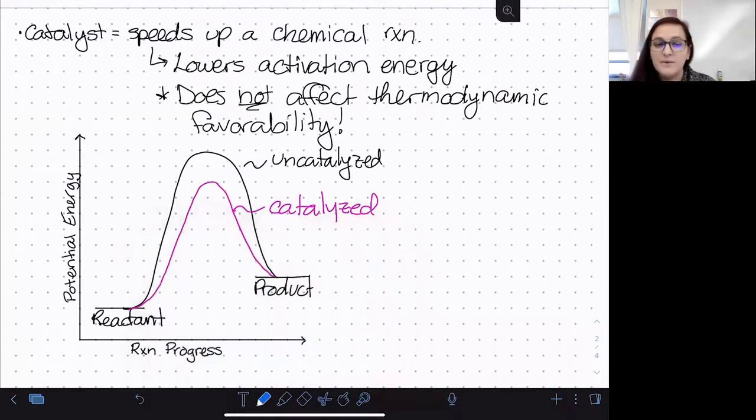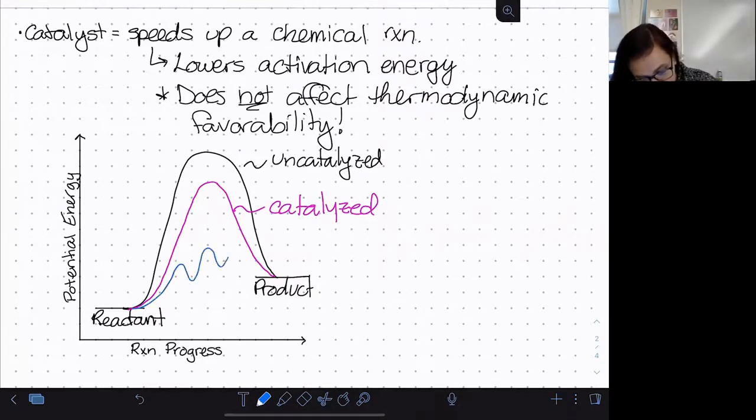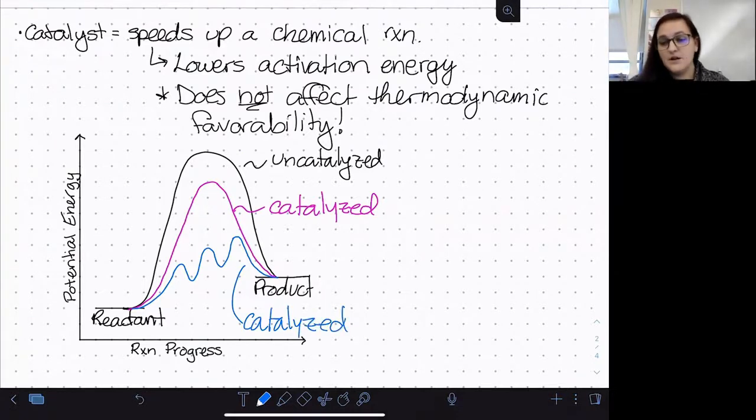Oftentimes, what happens is that your catalyst breaks down the reaction into a series of simpler steps, each of which has a lower activation energy. So rather than one really complicated step that you need a lot of energy to complete, you might end up with a multiple step reaction, each of which has a lower activation energy. Without additional data, it's not possible to know exactly what your catalyzed pathway would look like, but these are just some options for what can happen.